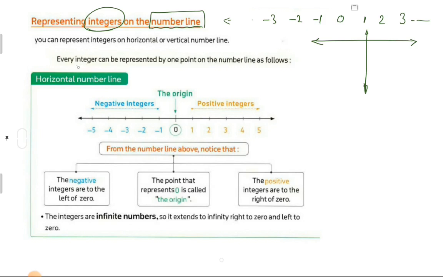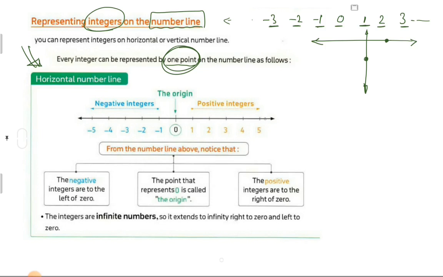Every integer can be represented by one point. Each number from the integer group, we can represent it as just a point on the horizontal or the vertical number line. First, we will talk about the horizontal number line. This is the horizontal number line. It's a line. Draw it horizontally.